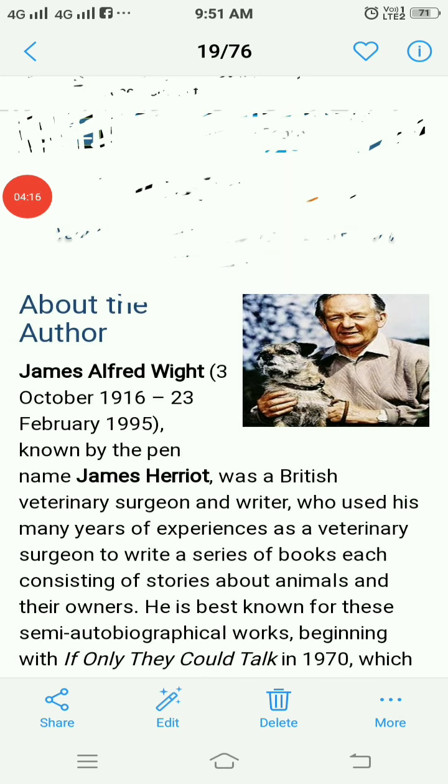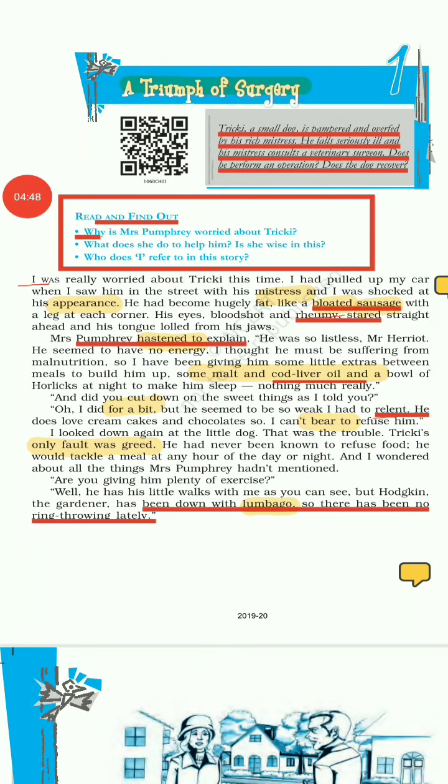Before we start the reading of the chapter, let us know something about the writer. James Herriot was a British veterinary surgeon and writer who used his many years of experience as a veterinary surgeon to write a series of books, each consisting of stories about animals and their owners. His best known work is a semi-autobiographical work titled If Only They Could Talk, which was written in 1970.